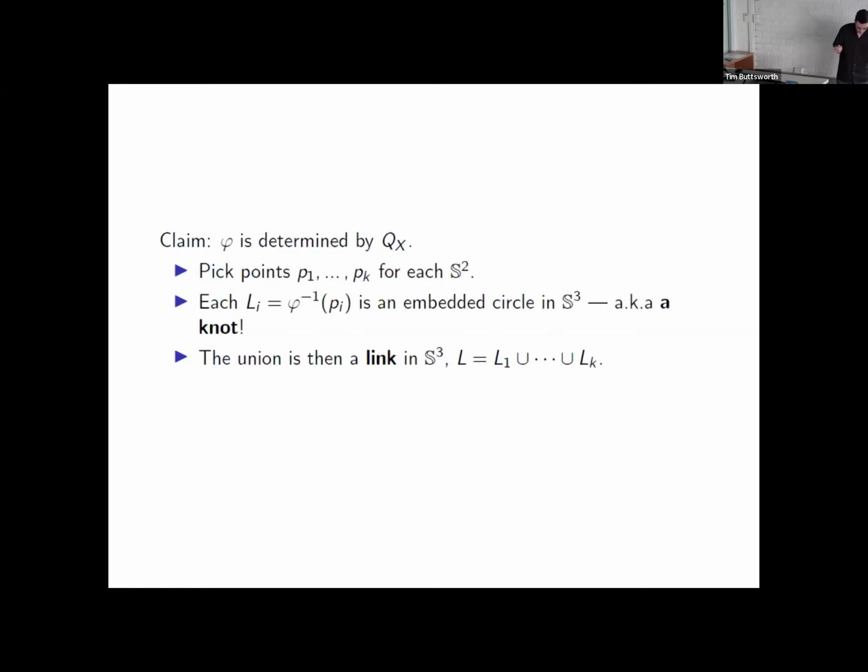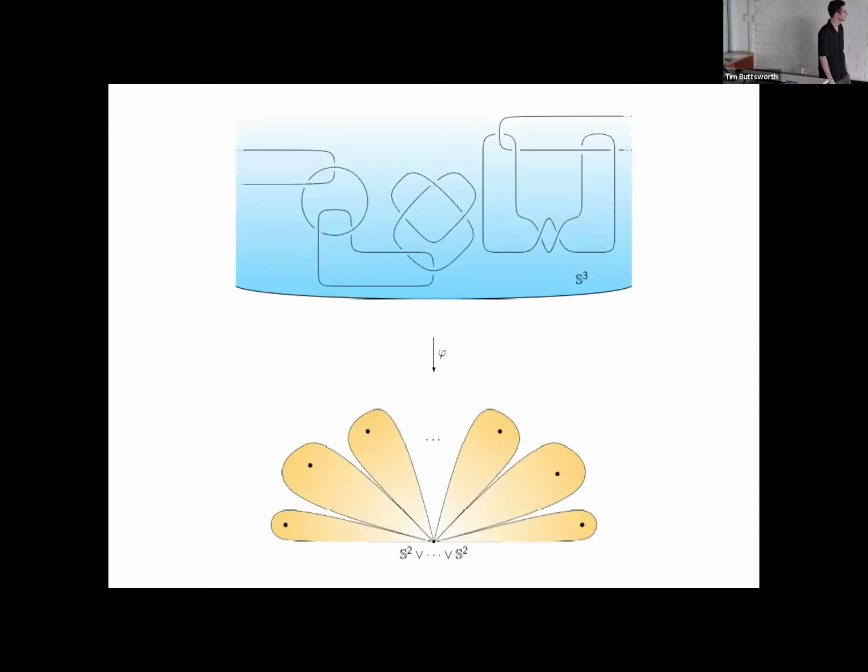But also, right now, I've got an arbitrary embedding of a circle into a three-dimensional space. So this circle can become knotted, right? So I've really got a knot. And so if I do this for each of the points in all my two spheres, I get a collection of knots, which we call a link, right? So these things could be linking with each other, or off floating on their own, whatever. So this is sort of the picture here. So this is my wedge sum of S2s. Here are my points, right? For each point, I get a knot. Okay.